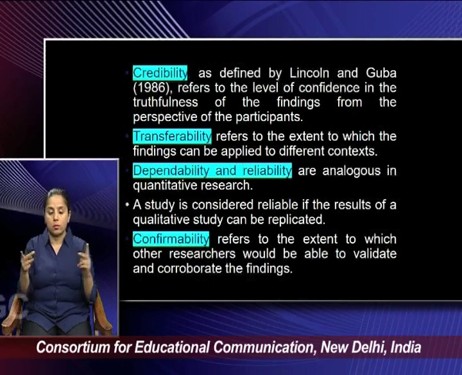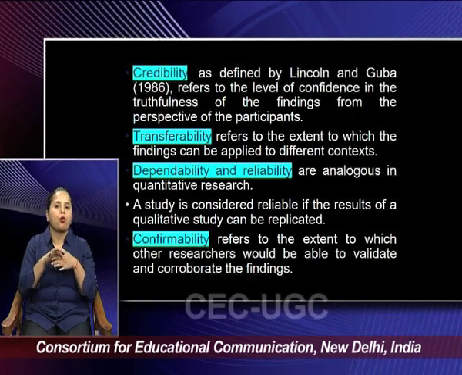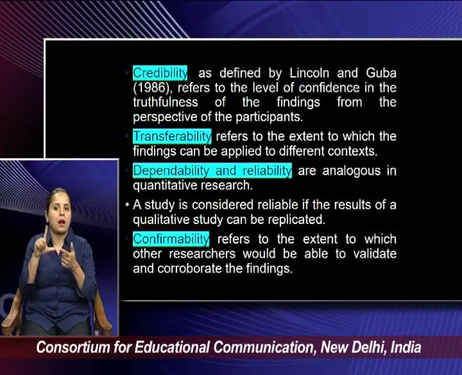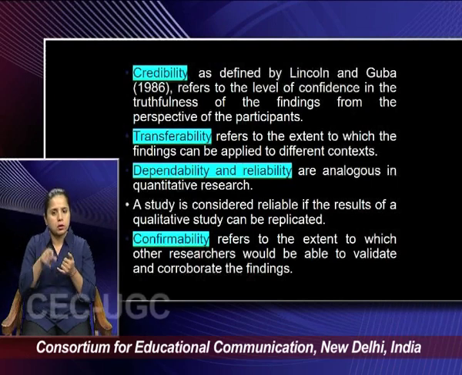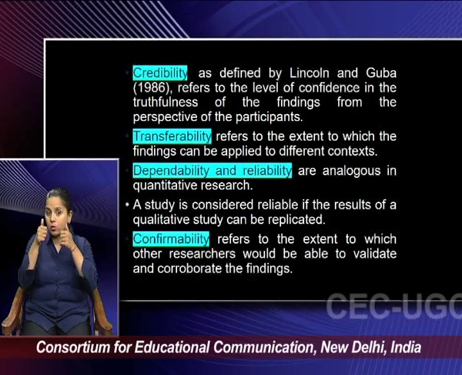Transferability refers to the extent to which the findings can be applied to different contexts. Next is dependability and reliability. These are analogous in quantitative research. A study is considered reliable if the results of a qualitative study can be replicated. Just like in quantitative study, however, the kind of reliability we are talking about here would be different. Confirmability refers to the extent to which other researchers would be able to validate and corroborate the findings.